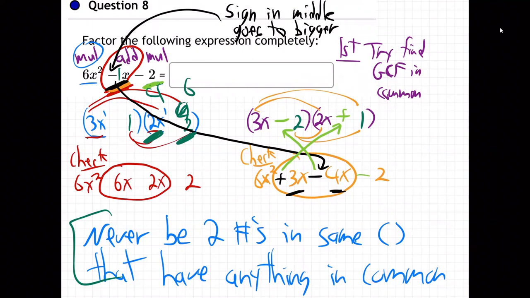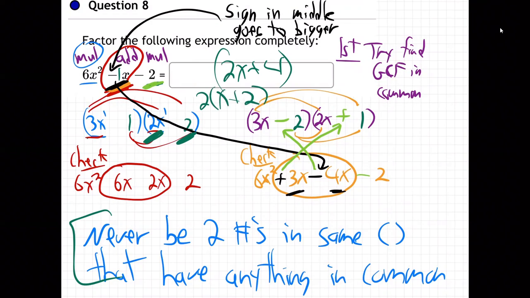You're never going to have 2 numbers in the same parenthesis as an answer that have anything in common. Why not? Wonder why? Is that just Mr. Harris's rule? Yeah, nobody knows why. It just always turns out that way. No, there is a good reason. It's because if they had anything in common, then you could factor it out. So for example, if you had 2x plus 4, right? Then you could factor out the 2. It'd be x plus 2, right?